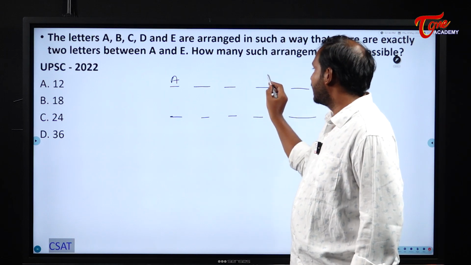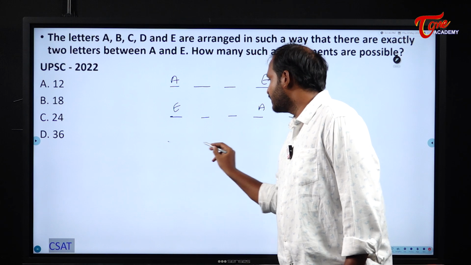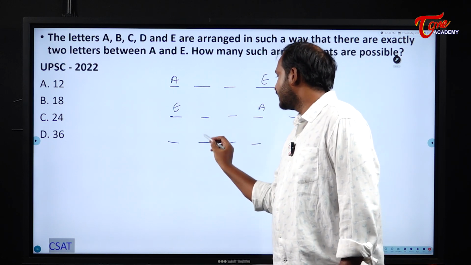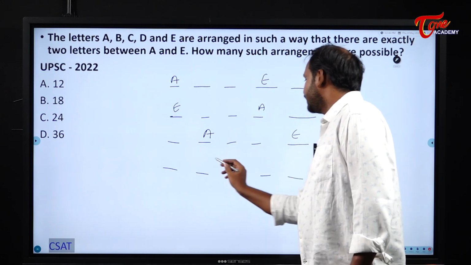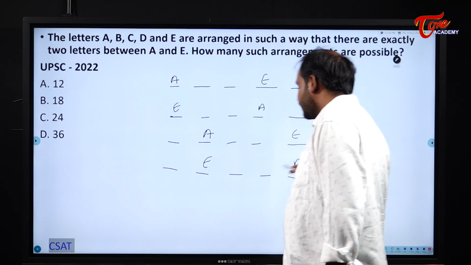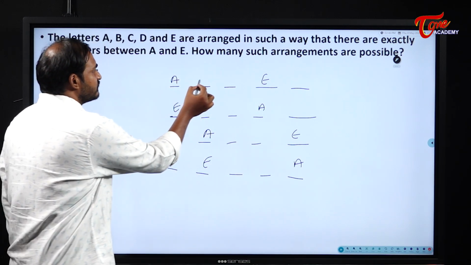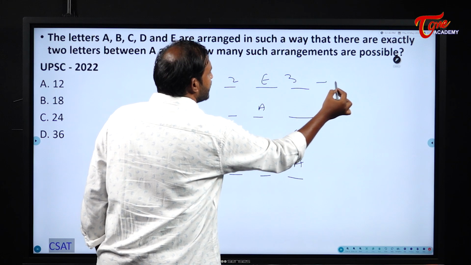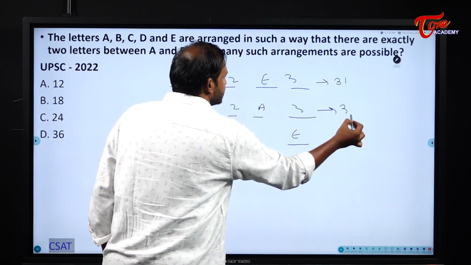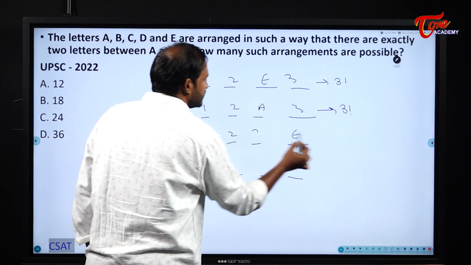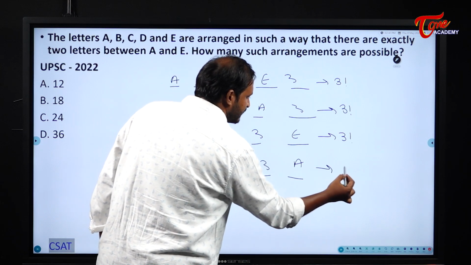What can I arrange here? I can arrange AE here or else EA here. And similarly, what can I arrange here? I can take AE like this, or I can take EA like this. These are the only possibilities for me, such that there are exactly 2 people between them. So in this, 1, 2 and 3, these 3 people can be arranged in 3 factorial ways. Here also 1, 2, 3, these 3 people can be arranged in 3 factorial ways, and likewise for the other two.